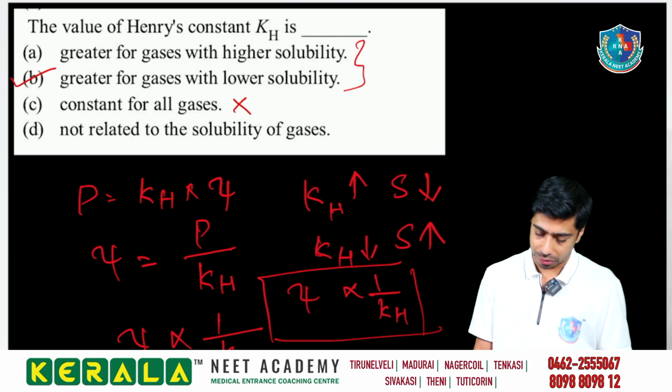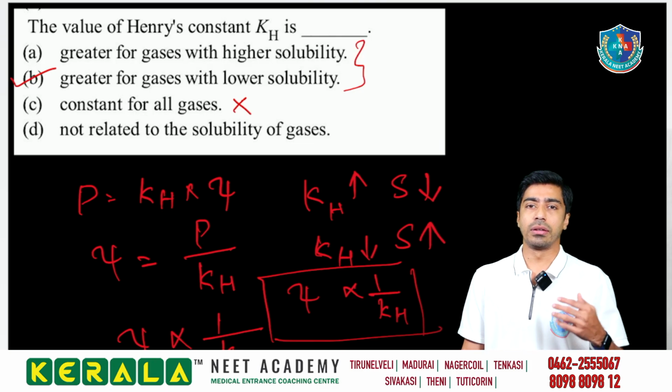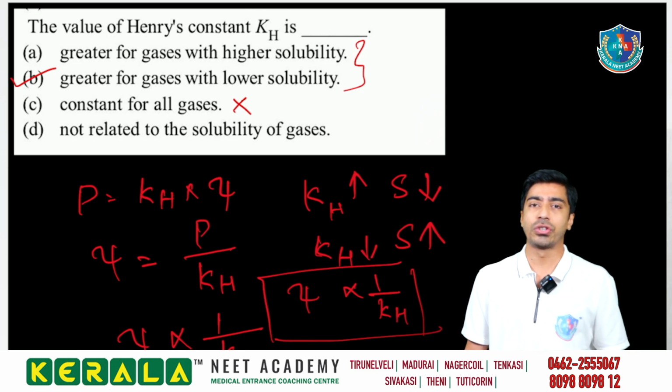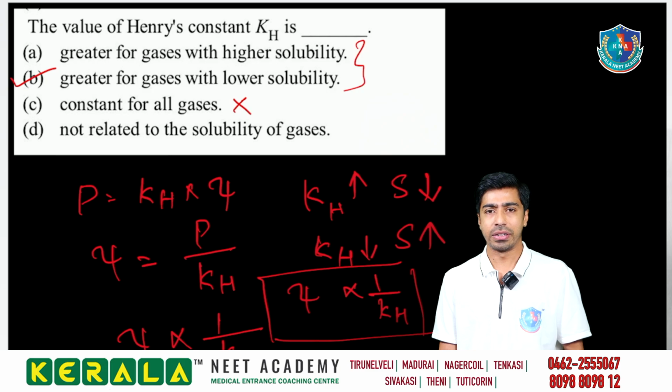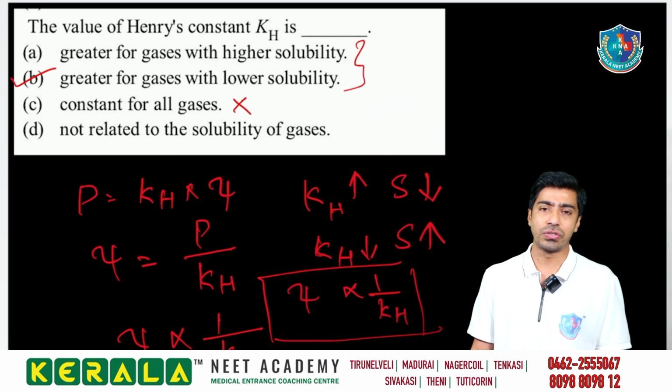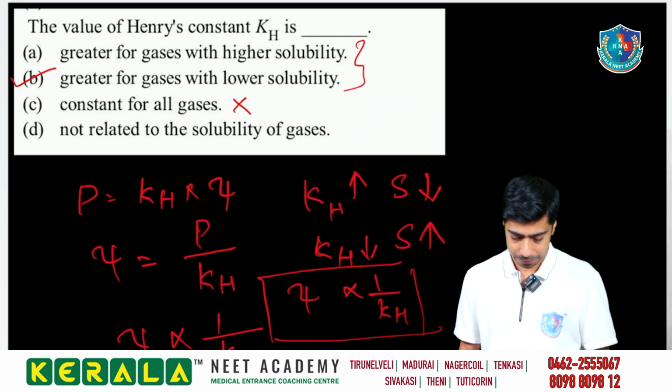And related to that, we have a question also: the oxygen cylinders carried by scuba divers are diluted by helium instead of nitrogen. The reason is the same, because nitrogen has a Kh value of around 76 and helium has a Kh value of around 144. So the larger the Kh value, the lesser will be the solubility of the gas.